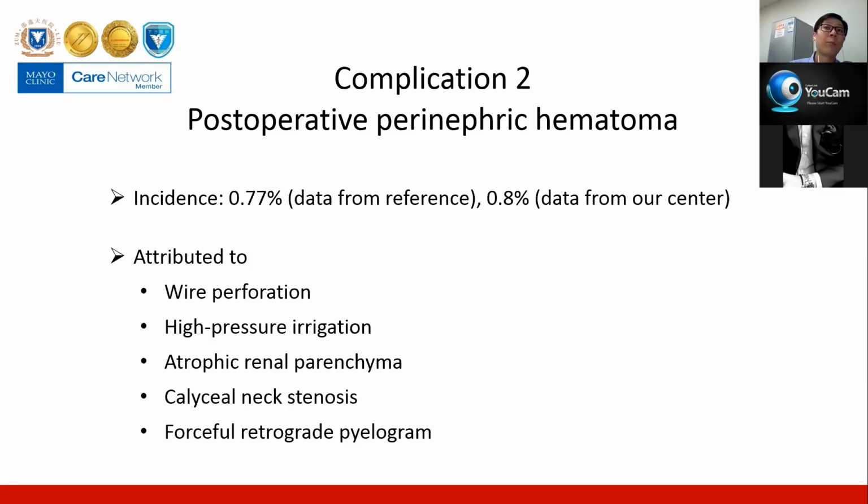And sometimes we will encounter calyceal stones. Usually calyceal neck stenosis is combined in these cases. The diameter of the stenotic calyceal neck can just contain the flexible ureteroscope. With long-time lithotripsy, the calyx maintained high pressure and also will cause the post-operative perinephric hematoma.